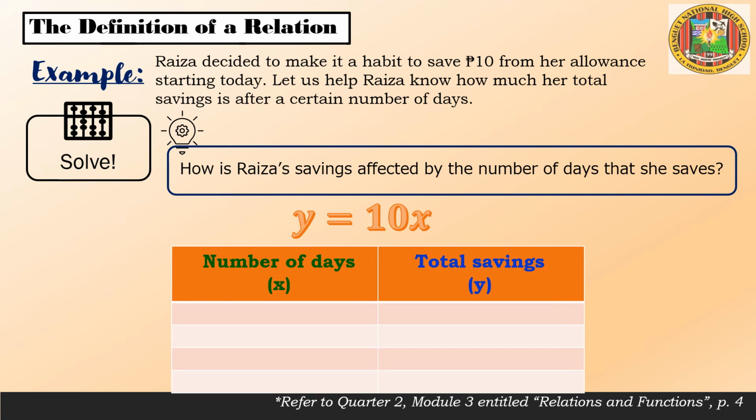So on the first day that Raisa saved, she saved 10 pesos. On the second day, she had saved 20 pesos. On the third day, she had saved 30 pesos. While on the fourth day, she had saved 40 pesos. This table can go on depending on how long the problem wants to go.